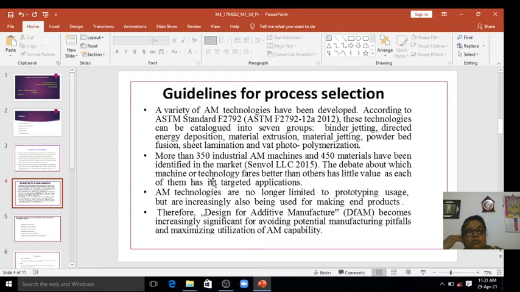Another point that you should remember is that AM technologies are no longer limited to prototyping usage, but are increasingly being used for making end products. Earlier we used it for prototyping, but nowadays we can use it for end products also. Therefore, design for additive manufacturing becomes increasingly significant for avoiding potential manufacturing pitfalls and maximizing utilization of AM capabilities. These are a few of the many guidelines, highlighted from the subject point of view.